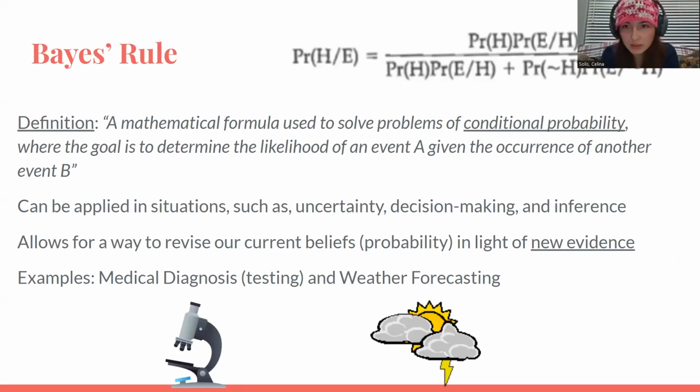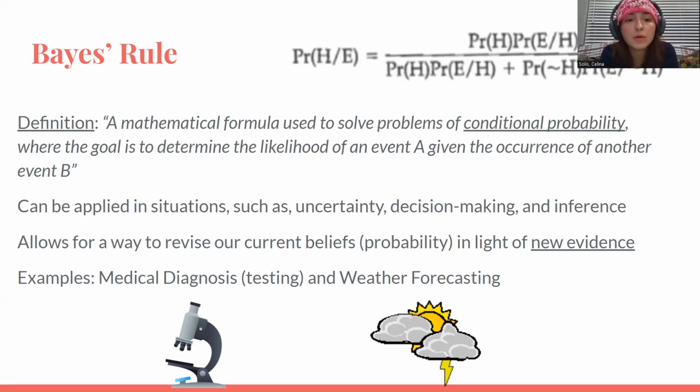So what is Bayes' rule, you may ask? Well, the definition is a mathematical formula used to solve problems of conditional probability where the goal is to determine the likelihood of an event given the occurrence of another event B. And it is written like it is at the top right corner: the probability of H given E is equal to the probability of H multiplied by the probability of E given H, all divided by the probability of H multiplied by the probability of E given H, plus the probability of not H multiplied by the probability of E given not H.